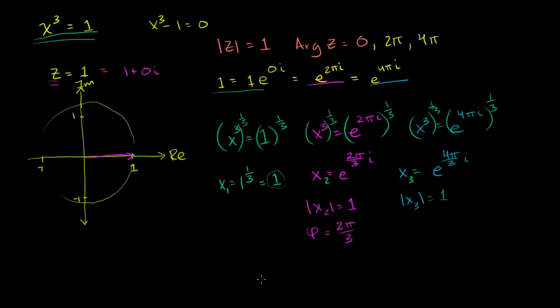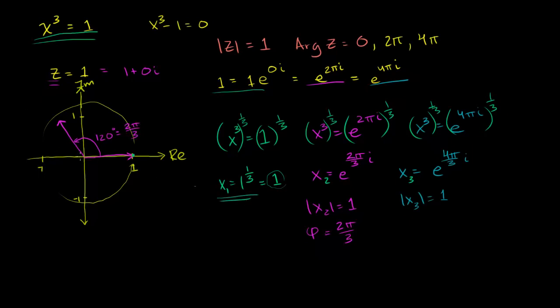So how would we draw x2? The angle is 2 pi over 3. It's easier for me to visualize in degrees. 2 pi is 360 degrees, and 360 degrees divided by 3 is 120 degrees. So it's going to look like this. This angle right here, its argument is going to be 120 degrees, which is the same thing as 2 pi over 3, and it's going to have the exact same length.